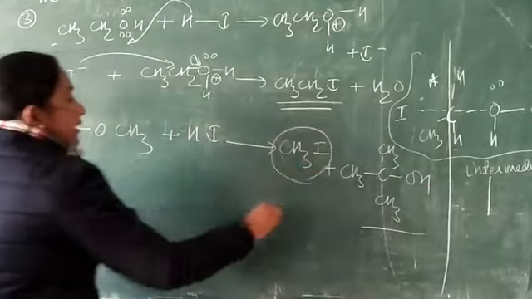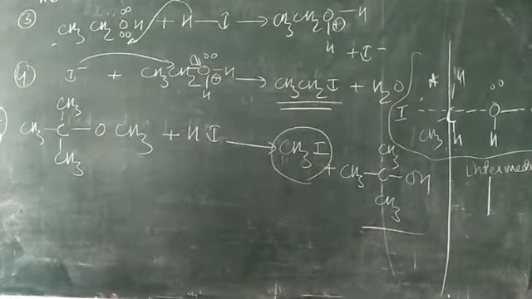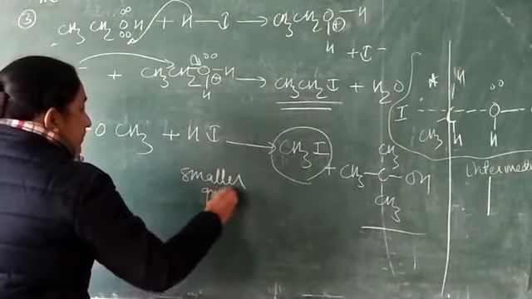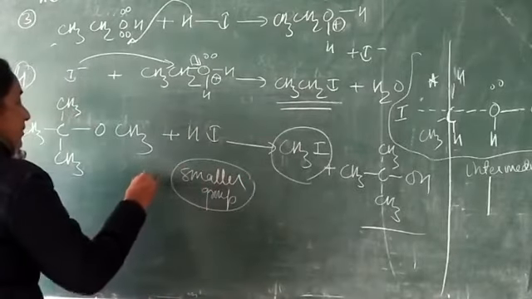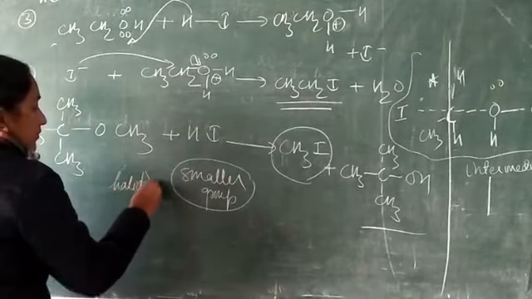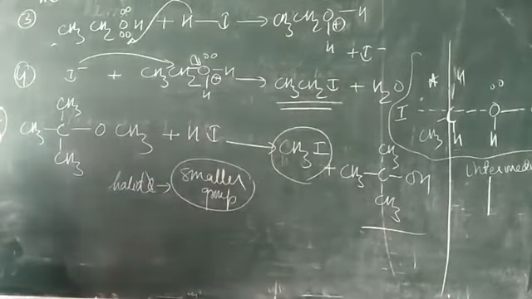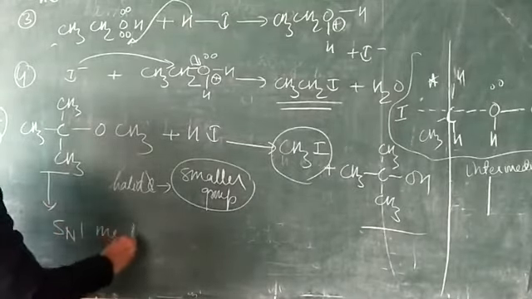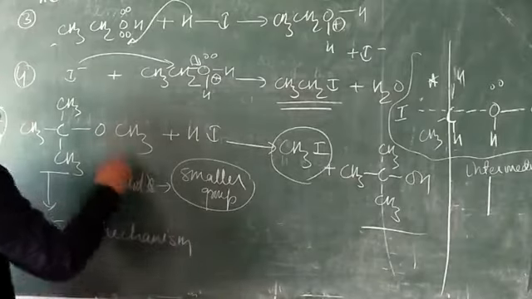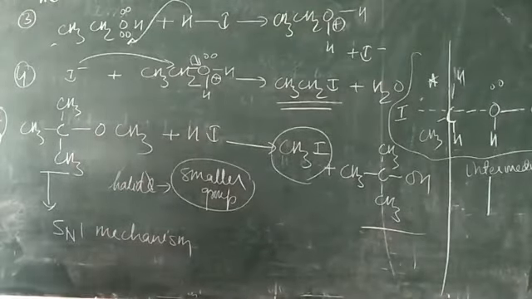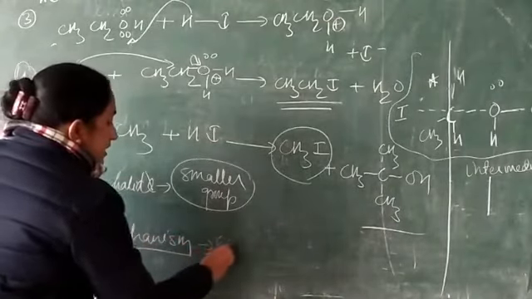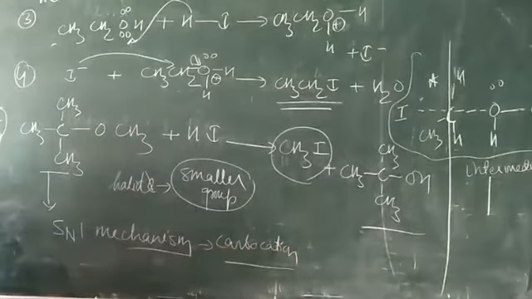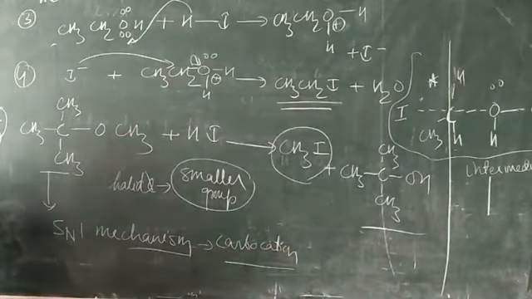We will get the halide formed of the smaller group. Halide will be formed of the smaller group. And the second thing is that at that time it is going to follow the SN1 mechanism. If any of the alkyl groups is tertiary, the SN1 mechanism will be followed, that is, carbocation generation. And you know that the tertiary carbocation which will be formed is going to be the stable one, right?